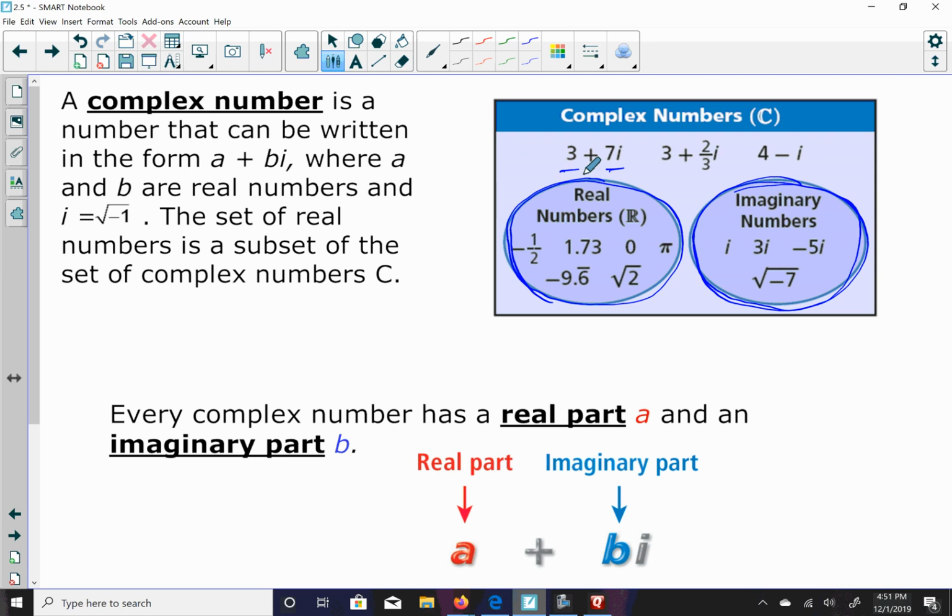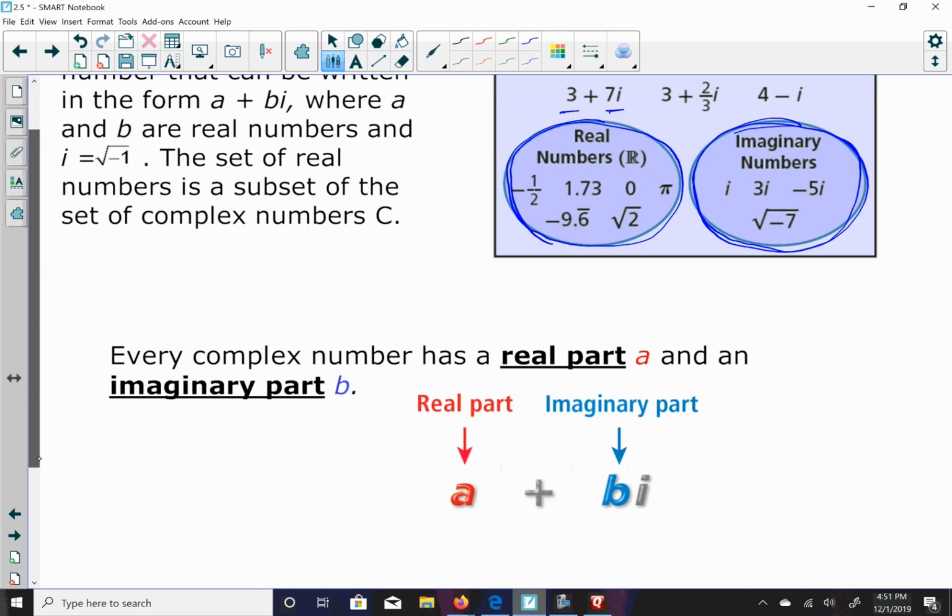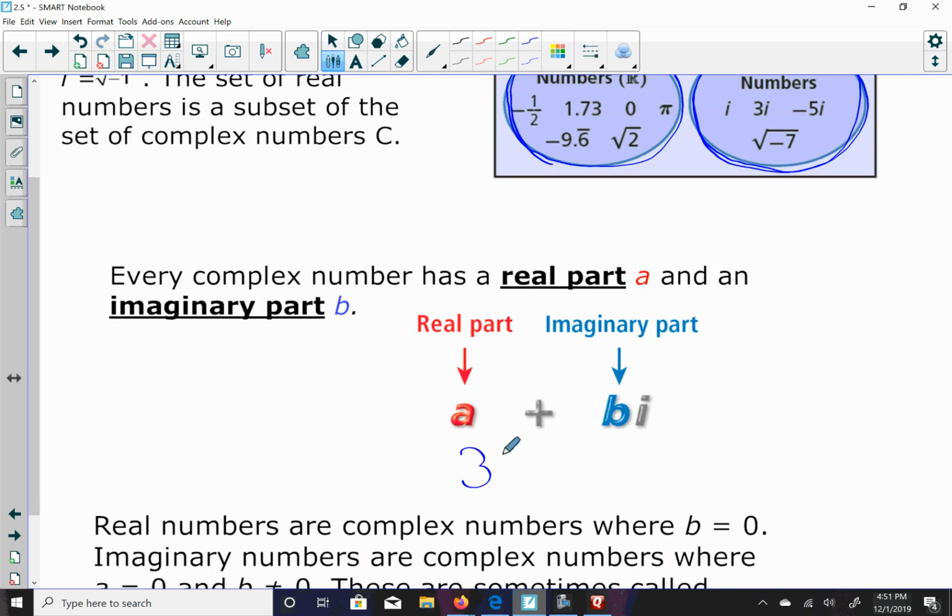So this complex number 3 plus 7i, the real part is the a, so the 3. So here I'm going to go down here and show you. We had 3 plus 7i. This 3 is my real part, so my a in this case would be equal to 3. 7i would be my imaginary part, and in this case my b would be equal to 7. So this is my real part, this is my imaginary part. When I put them together, I form a complex number.